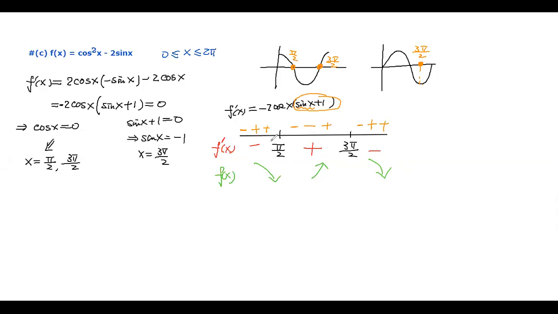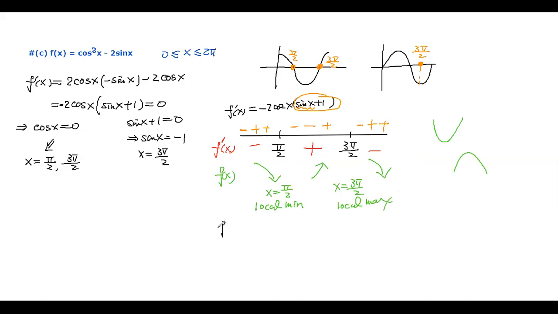So in here, we can say that x equals pi over 2 is a critical point, and x equals 3 pi over 2 is a critical point. So this one is going down, then going up, so this will be a local min. And this one is going up, then going down, so this is a local max here.